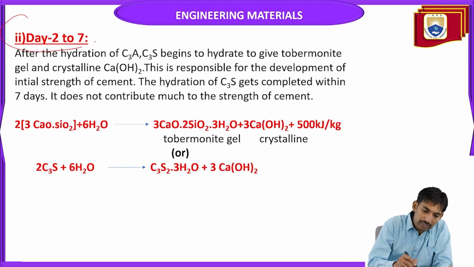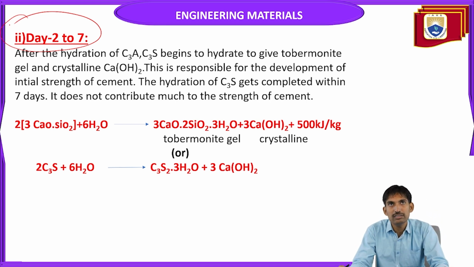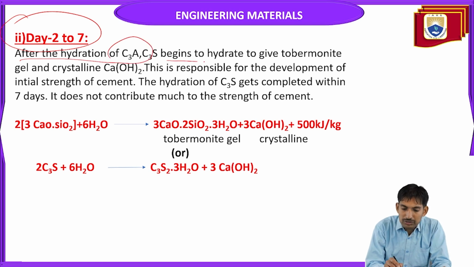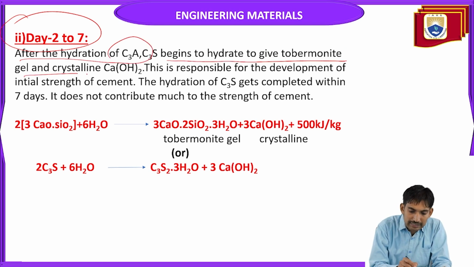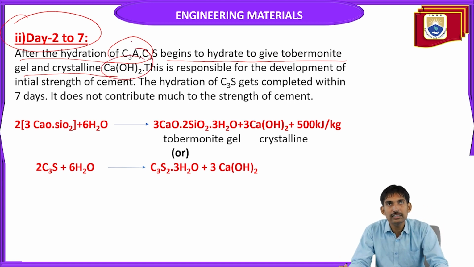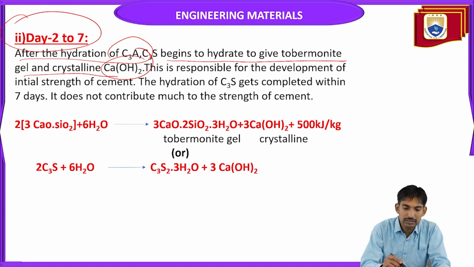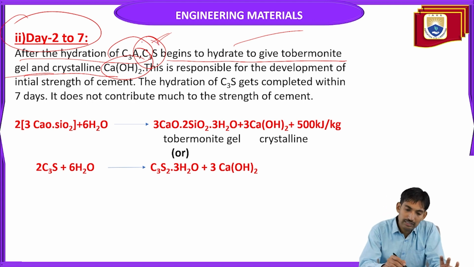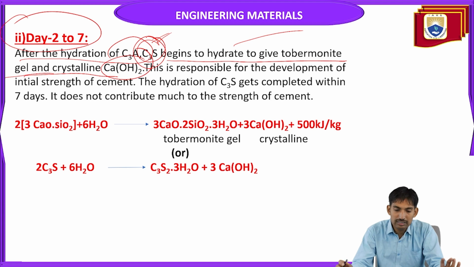See, there are reactions in day 2 to day 7. After the hydration of tricalcium aluminate, what happens? The tricalcium silicate begins to hydrate to give tobermorite gel and crystalline Ca(OH)2. Now, in day 1 the tricalcium aluminate reacts. In day 2 to day 7 the C3S, nothing but tricalcium silicate, starts the reaction with water. It forms the tobermorite gel and crystalline solids like calcium hydroxide.